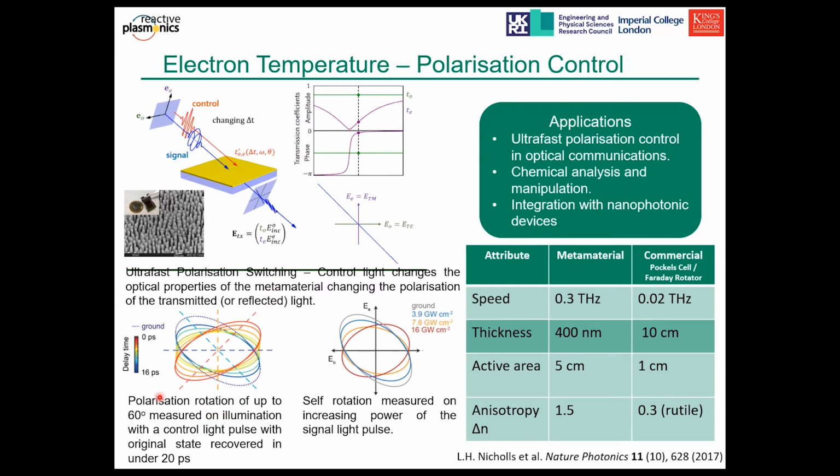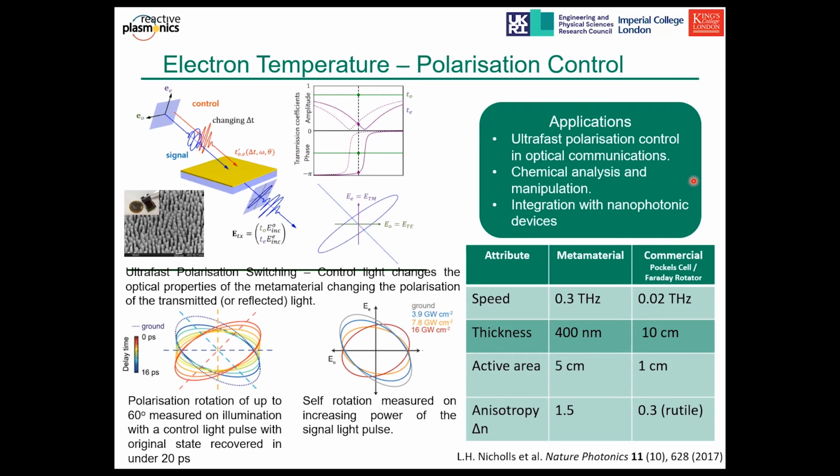We show that we can rotate the polarization ellipse by more than 60 degrees over the course of a few picoseconds, and the amount that this rotation occurs is controlled by the power of the control light pulse. This has applications for ultra-fast polarization control in optical communications and chemical analysis and manipulation.